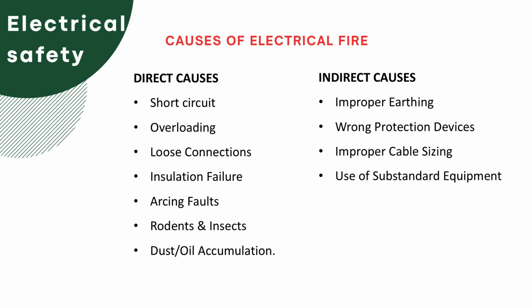So if we have improper earthing, in case of any short circuit or overloading, the system will not get saved by the earthing system. Next one is the choice of wrong protective devices, like your circuit breaker is highly overrated or highly underrated. Improper cable sizing, your cable size is not proper, and use of substandard equipment, or we can say if you are using low standard equipment or cables, it can cause fire.